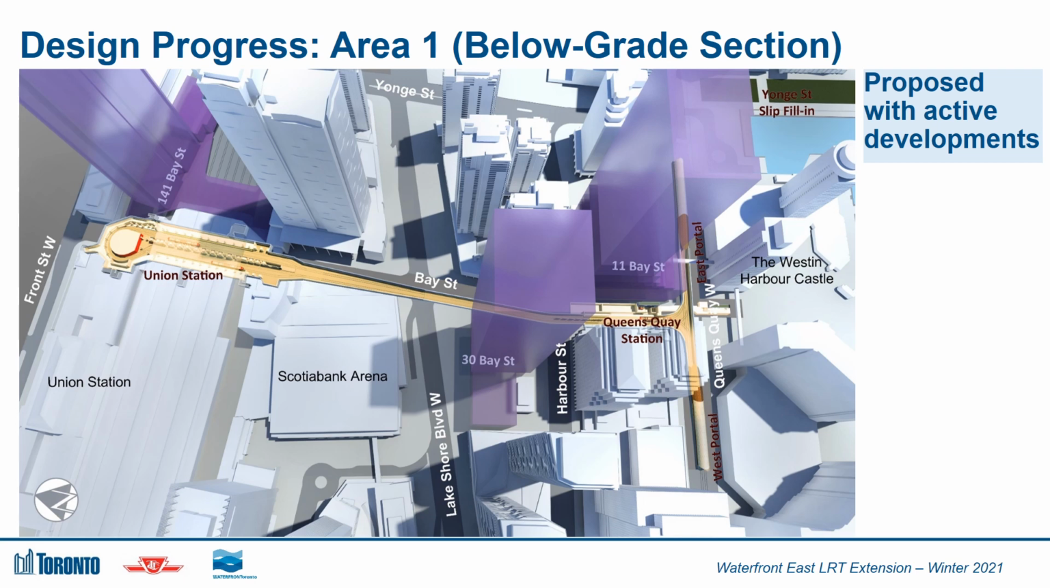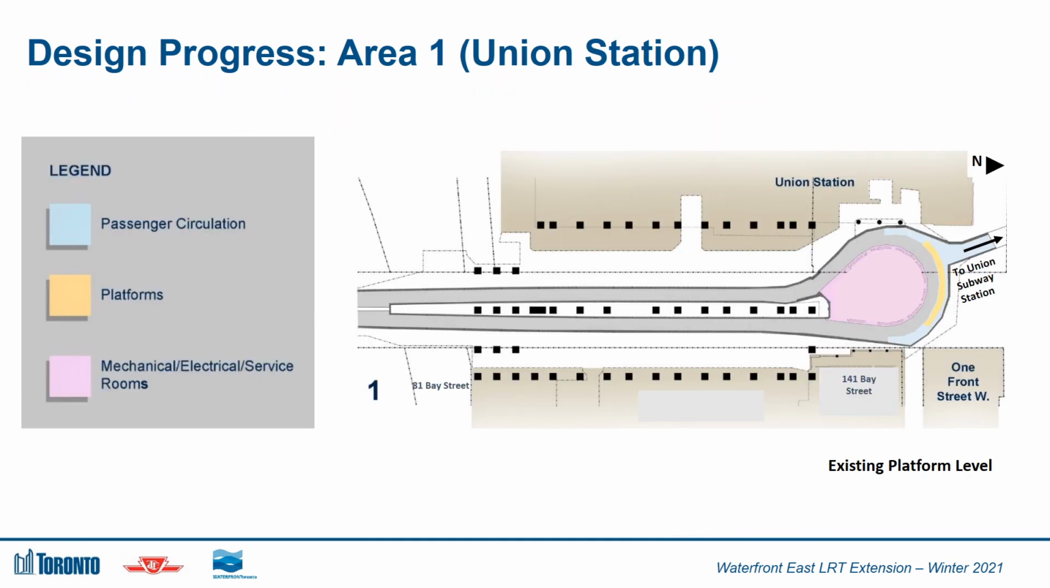This last aerial rendering shows an idea of the proposed scope of work with future active developments built. It should be noted that some of the proposed developments shown in purple are still in the city's site plan review process and by no means final nor approved. The next few slides provide a high-level project scope overview for each station.